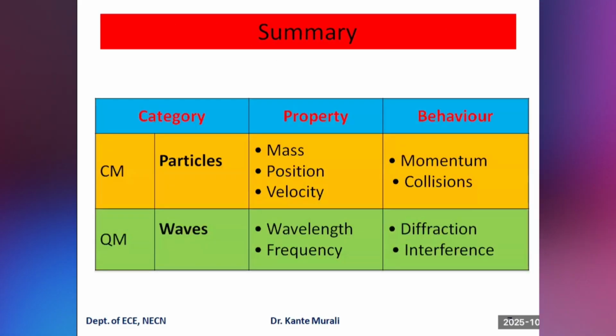This is a summary of classical mechanics and quantum mechanics by category. In the case of particles, the parameters considered are mass, position, and velocity, and the behavior studied is momentum and collisions. On the other hand, quantum mechanics deals with waves. The properties considered are wavelength and frequency. The behavior of waves can be understood by studying diffraction and interference.